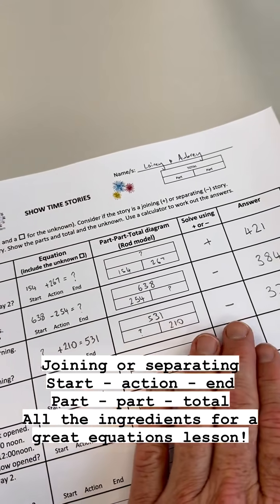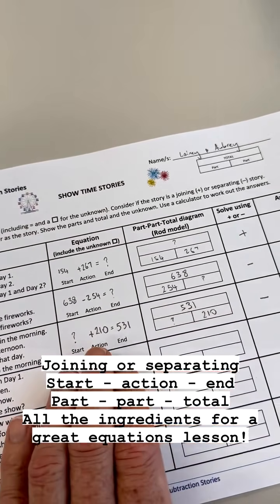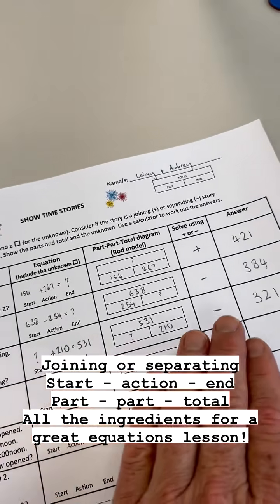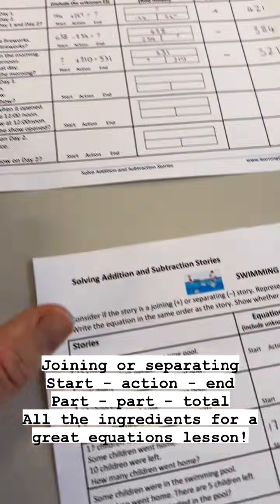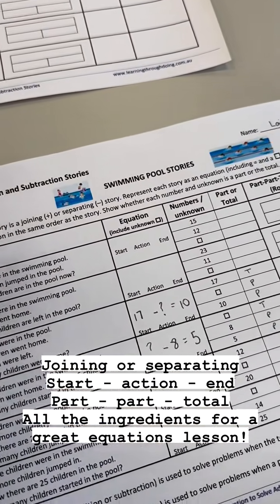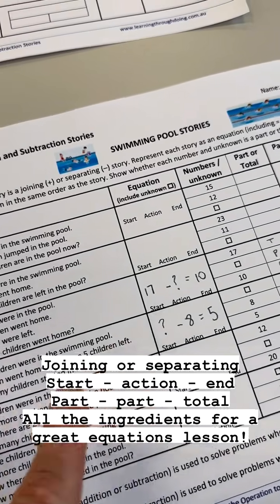And then they're identifying if the equation, even though it says the action is add on 210, to actually solve that, we're using a subtraction. And they're doing the calculator here for this one. And then for the independent task, we're going into a little bit more detail where they're setting that out.